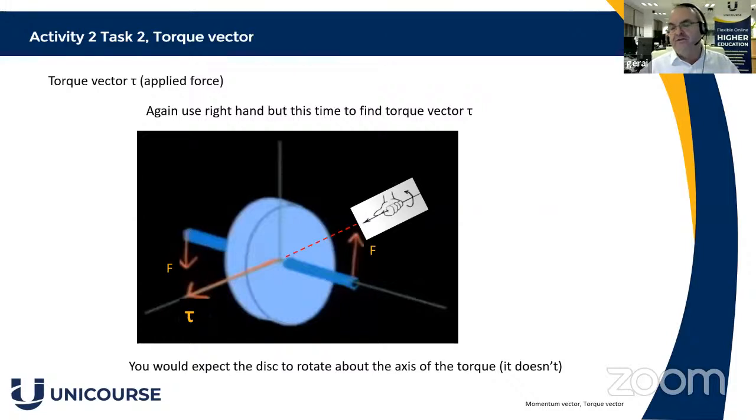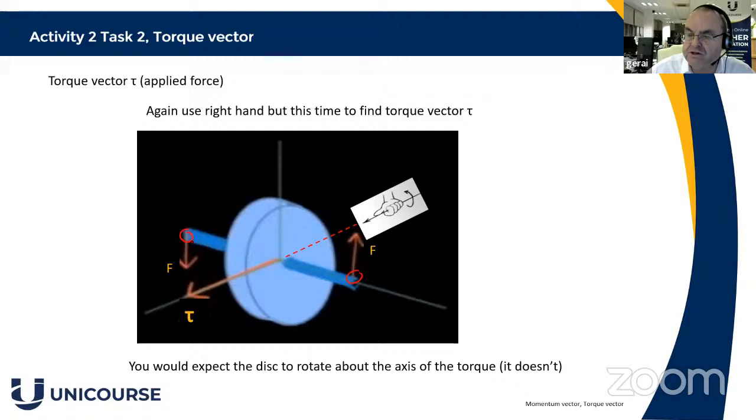Now we've got to think of another force that can act on our spinning mass. Again, we're going to use the right-hand rule. Here we have the shaft going through our spinning mass, still spinning in the same direction. And what we're going to do is apply a force upwards at this end, and apply a force downwards there.